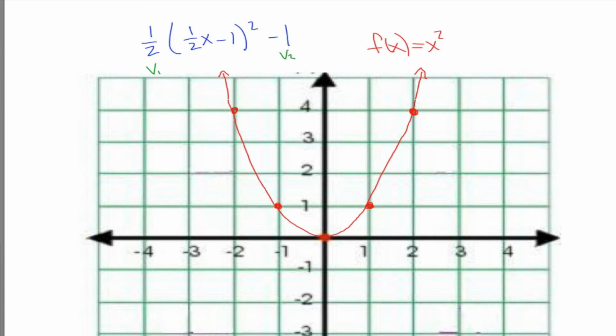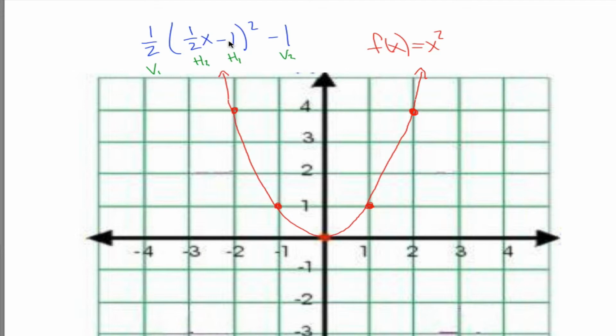And then I also have 2 horizontal transformations. I've got this 1/2 times the x and this -1. I'm going to call the -1 H1 and the 1/2 H2 to remind myself that I've got to apply V1 before V2 and H1 before H2. As far as applying the H's before the V's or the V's before the H's, it makes no difference at all. So I'm going to apply the H's because those are a little bit harder.